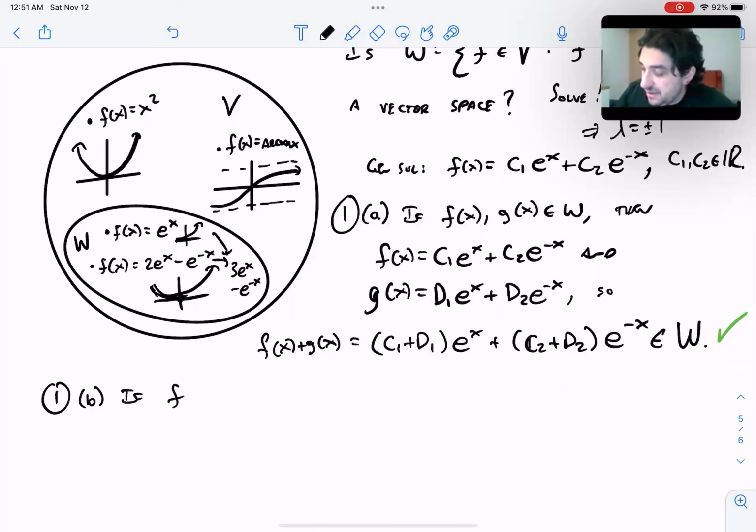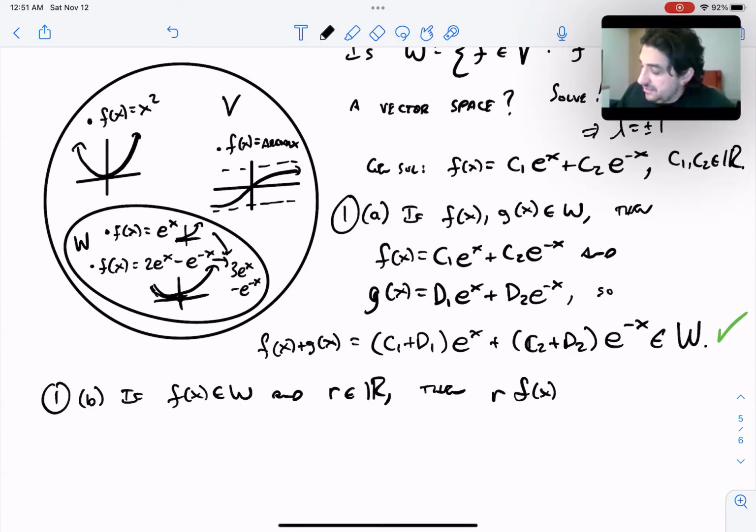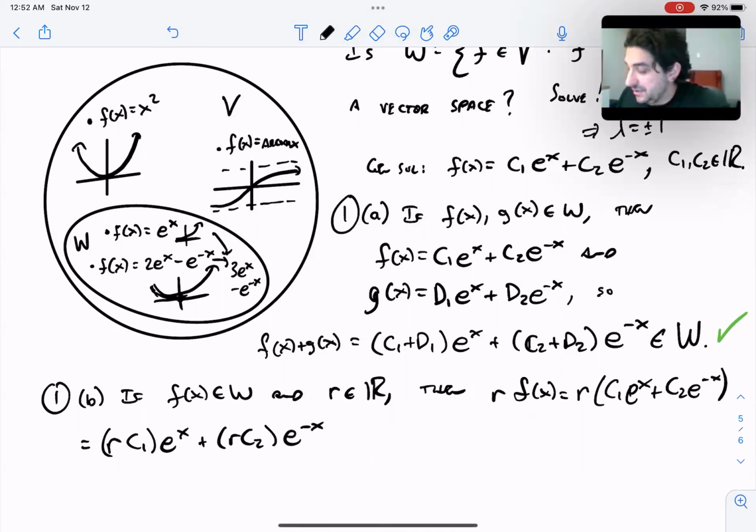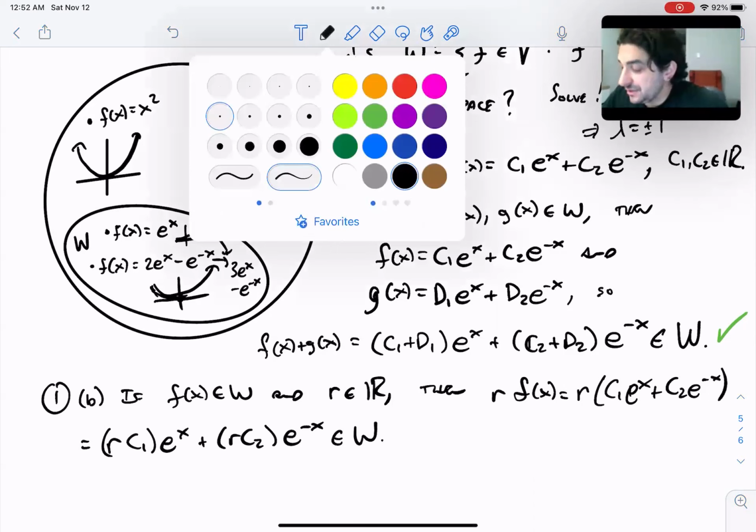And so does scalar multiplication. If f is some function in W and you pick some real number r, then what is r f of x? Using that same f that we had up above, r times c1 e to the x plus c2 e to the minus x, you distribute the r. You get r c1 e to the x plus r c2 e to the minus x. Well, that's again of that same form. That's an element of W. So this is closed under scalar multiplication as well.